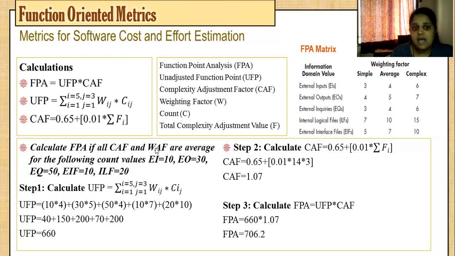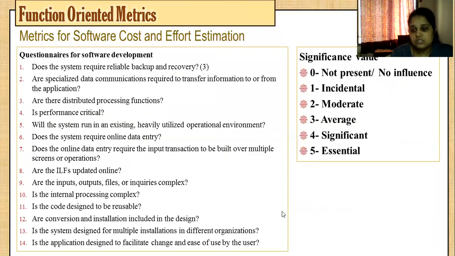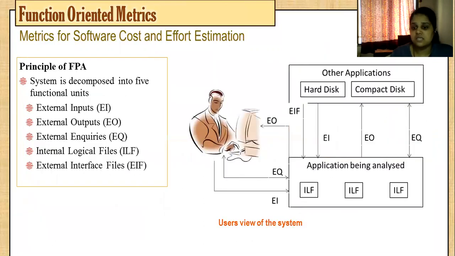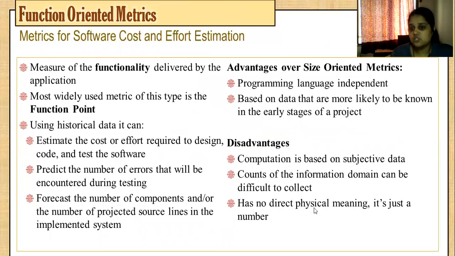And finally, after calculating UFP and CAF, you can calculate FPA using the product of both. So this is my step number 3, where I have calculated their product. 660 into 1.07, which is 706.2. So it is just a number. It has no physical meaning, as you can see. That is the disadvantage.